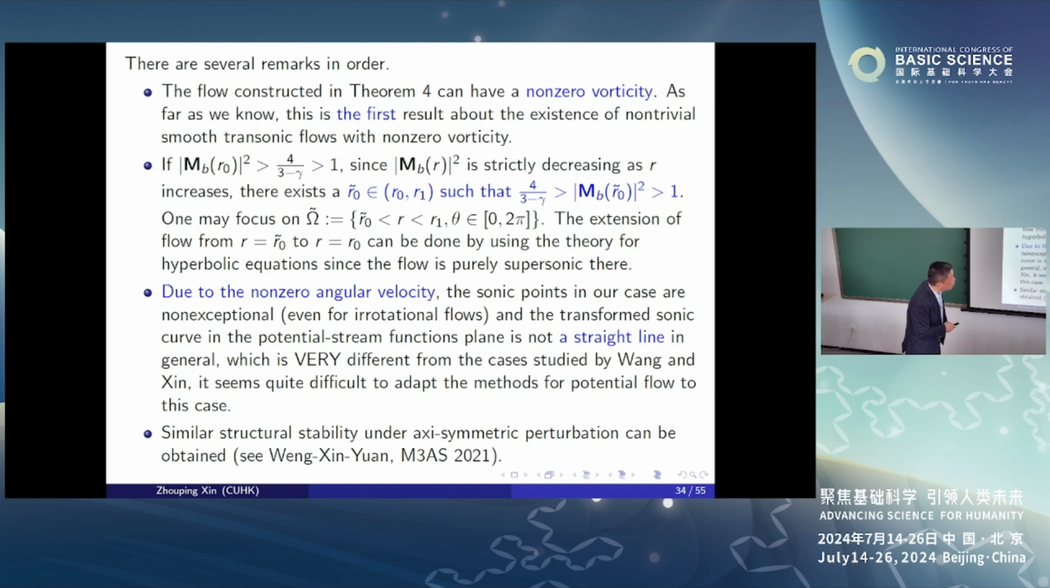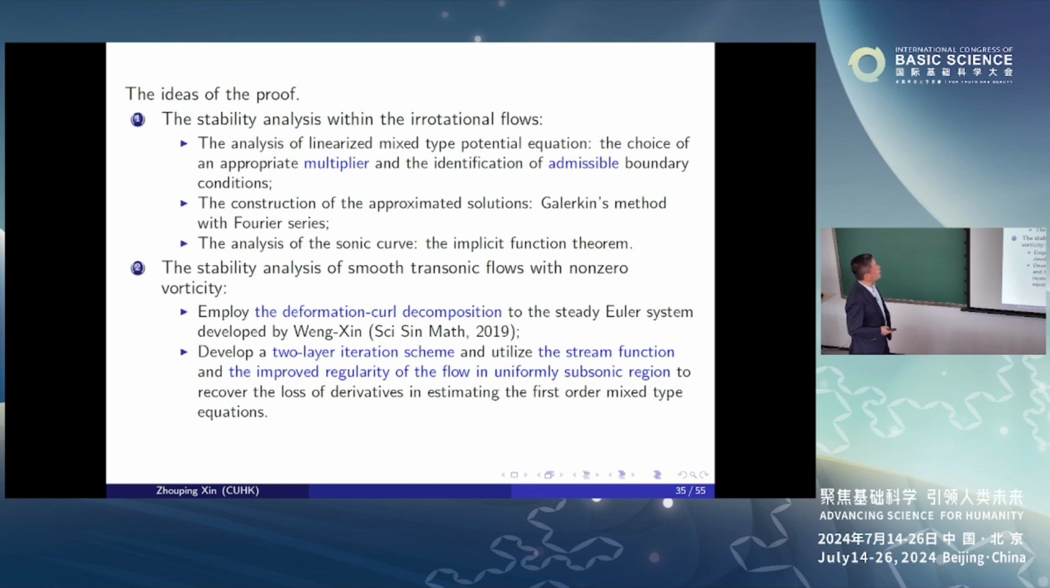Due to the non-zero angular velocity, the sonic curve is all non-exceptional, even for the rotational flow. So the method here is completely different from what Chunpeng and I did for the potential flow case. So the method is completely different. Actually similar structural stability can be obtained for the asymmetrical perturbations. So let me just say a few words on this analysis with the rotation.